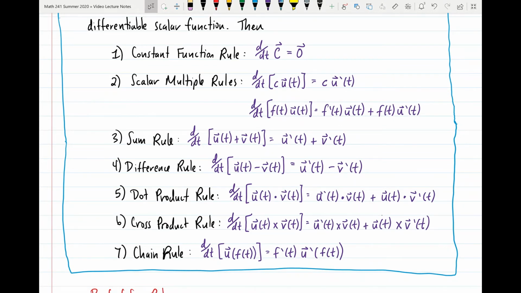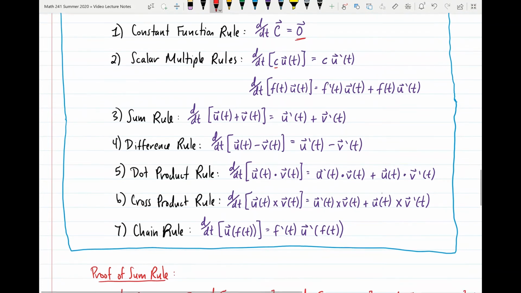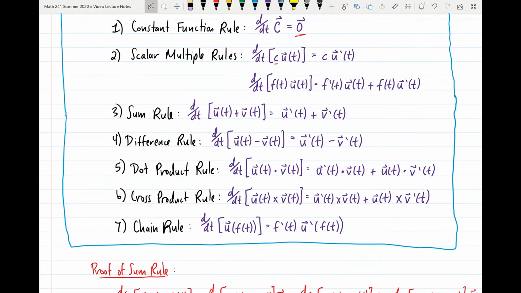But let's start off with the first one, the constant function rule. So if we have a constant vector in this case, and we want to take the derivative with respect to t, we get the 0 vector. So that's something that we would probably expect. A couple of scalar multiple rules. So if we have the scalar c being multiplied by a vector function u, and we want to take the derivative of the whole thing, we can just pull the scalar out. That's nice.